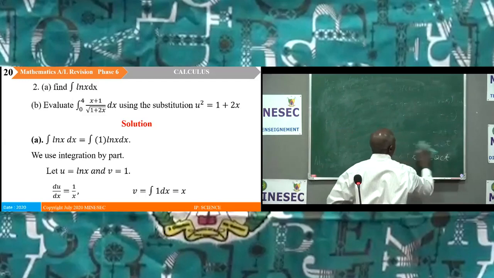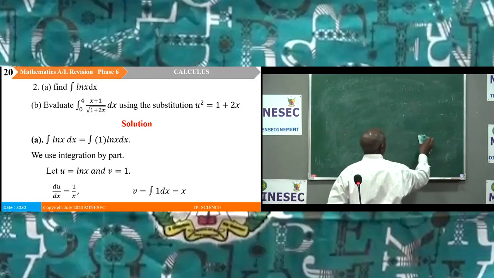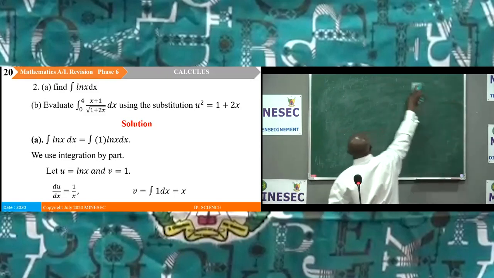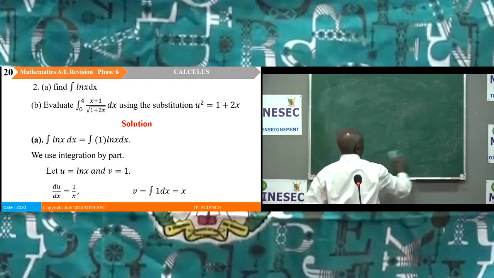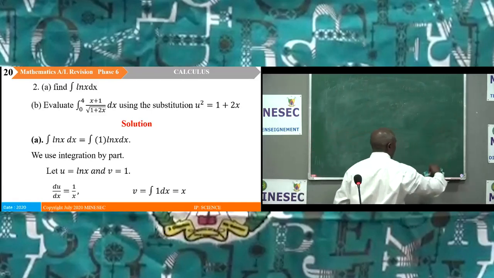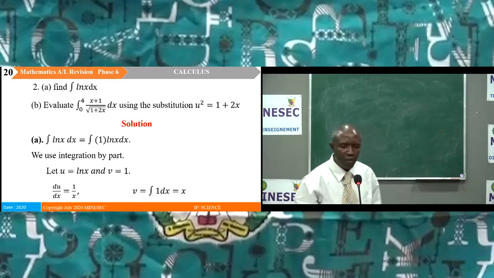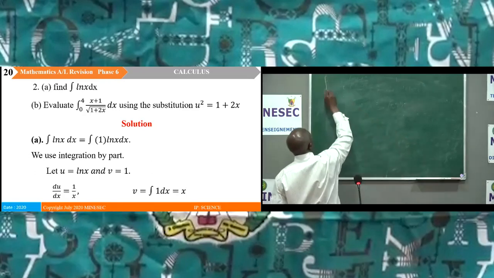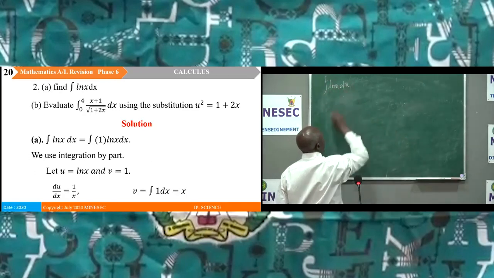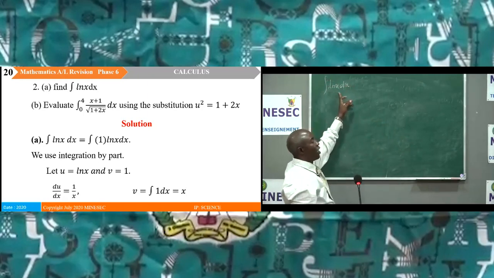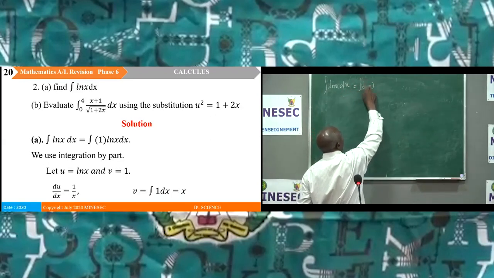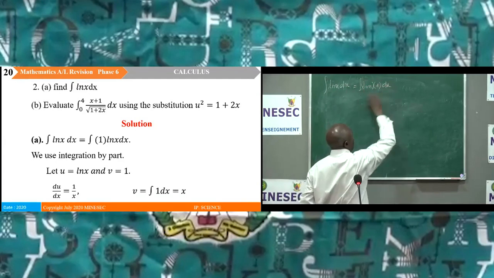Integral of ln x dx. We have it there. Now the integral here, we are just seeing ln x. This is the same as saying integral of ln x times 1 dx.